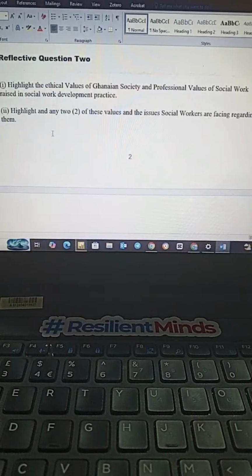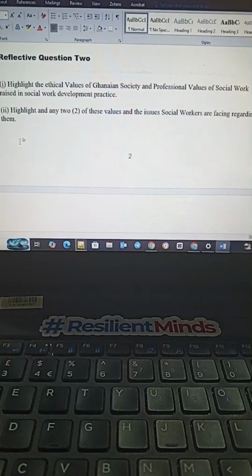So when you select the 2, now with the B, it says the issues social workers are facing regarding them. So here, before you start, you need to explain the 2 you've chosen. So if you chose, let's say, respect for dignity, what is it? When we say respect for dignity, what are we trying to say? So just explain it briefly. Now you come to the second one, you also choose, let's say, individual dignity. What does that also mean? So just explain that briefly. I said you choose any two of your choice. I'm just using this as an example. Now, when you choose, you just explain them at the II. Now, after explanation, you come to the issues social workers are facing with regards to them.